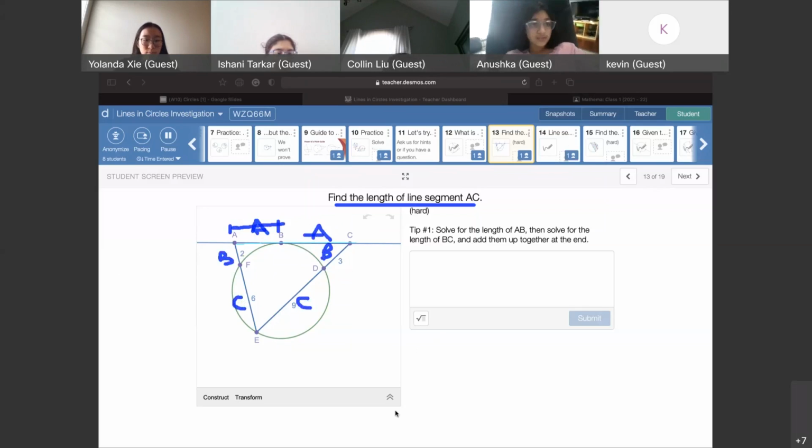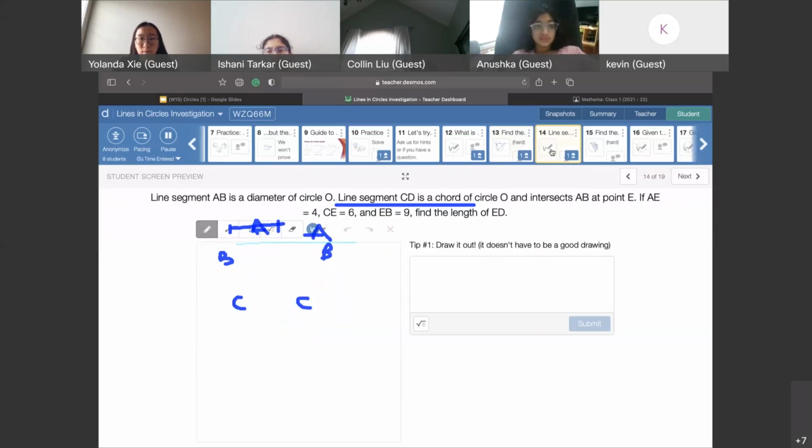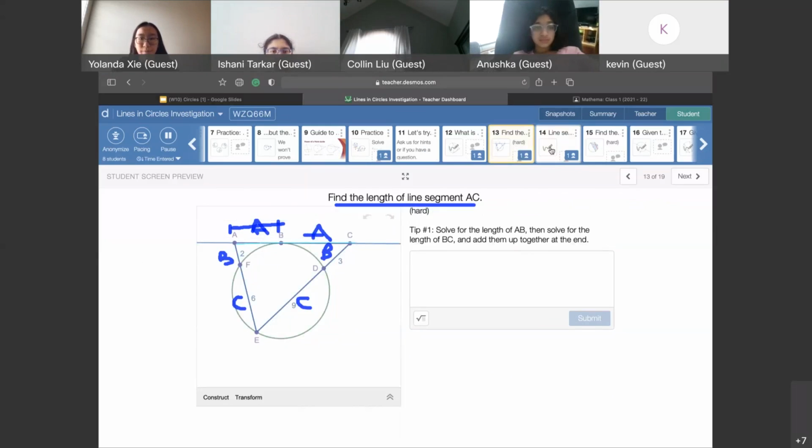For the one on slide 14, are we supposed to draw the circle, or is it just not showing up on my screen? Yeah, it says you should practice drawing the picture yourself. Okay, just wondering because I didn't see a circle.